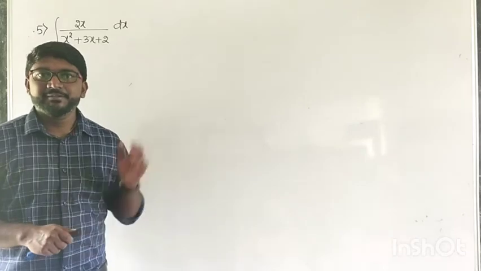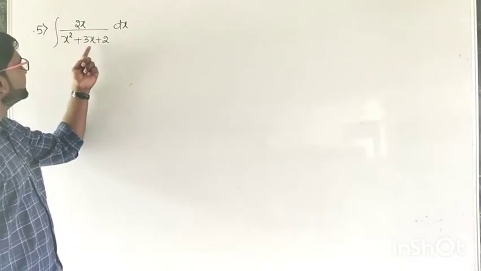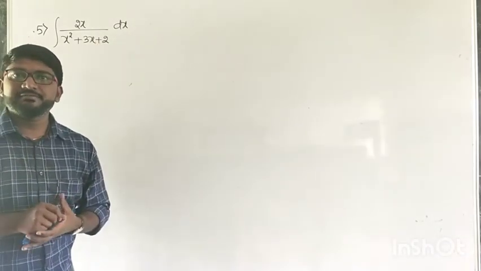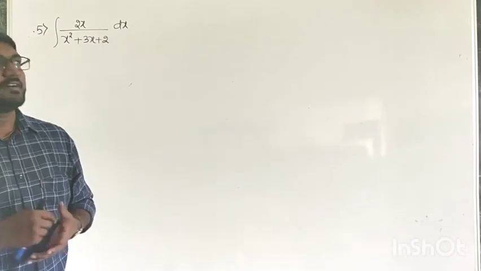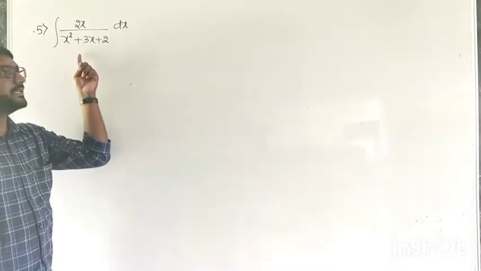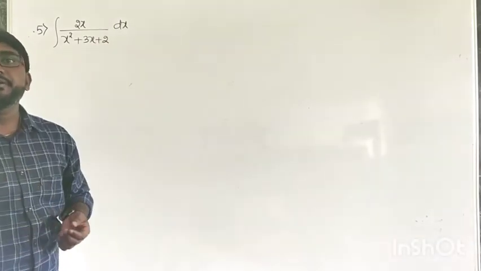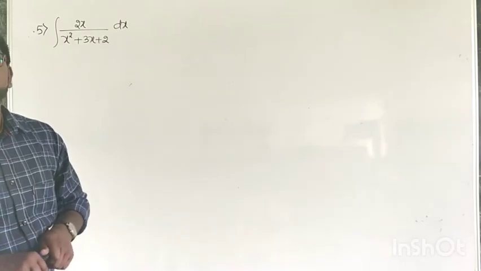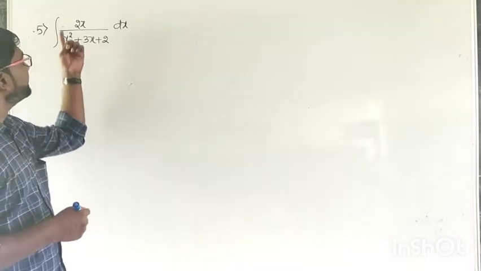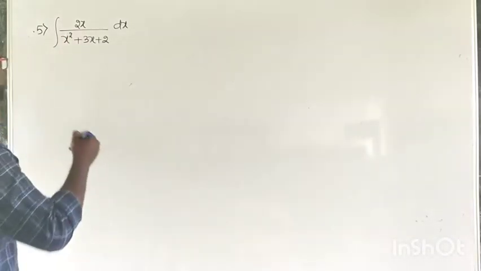Well, let us solve the fifth question. Integral 2x divided by x square plus 3x plus 2 dx. So check whether it is a proper rational function or an improper rational function. Here the degree of the numerator is 1, whereas the degree of the denominator is 2. So the degree of the numerator is less than the degree of the denominator, so we can go for integration, or else we have to convert this into a proper rational function.